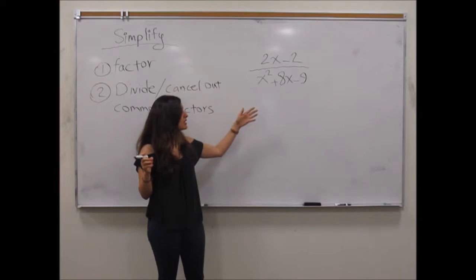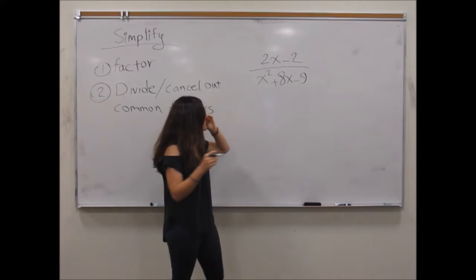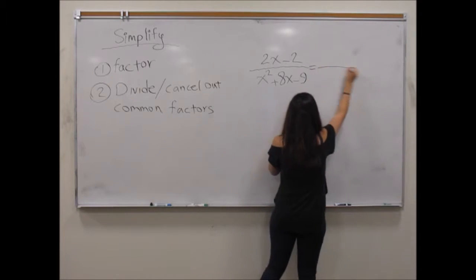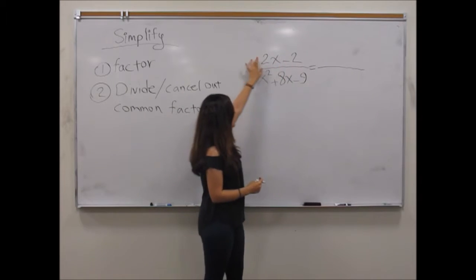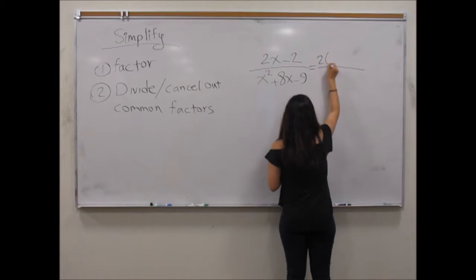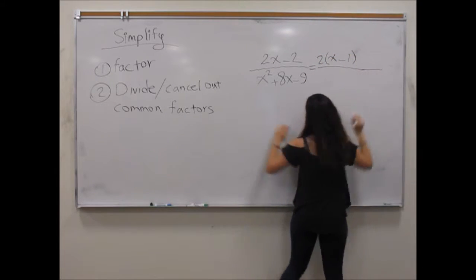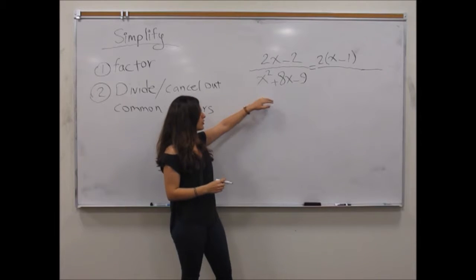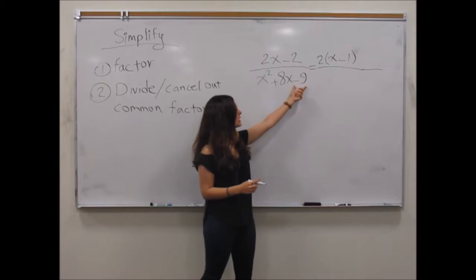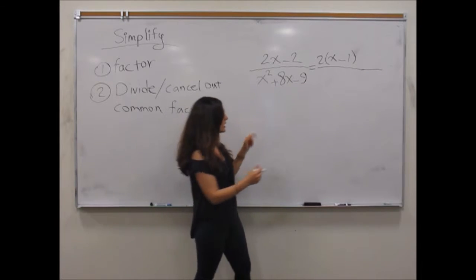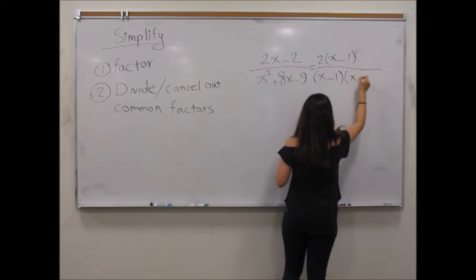I have 2x minus 2 over x squared plus 8x minus 9. To simplify this, the common thing in 2x and 2 is 2, so I factor out the 2 and I get x minus 1, and on the denominator I have a quadratic equation. To factor this, two numbers that when I multiply them I get negative 9, and when I add them I get positive 8 are negative 1 and positive 9.